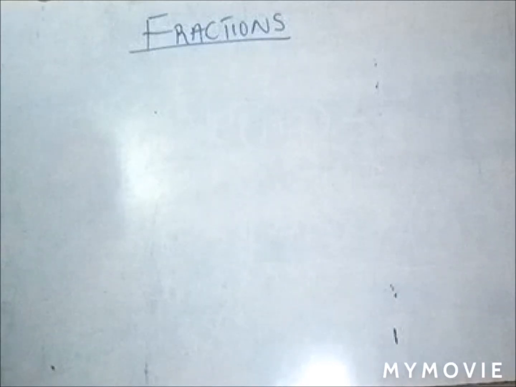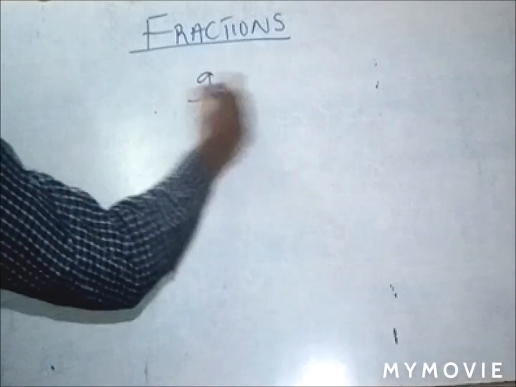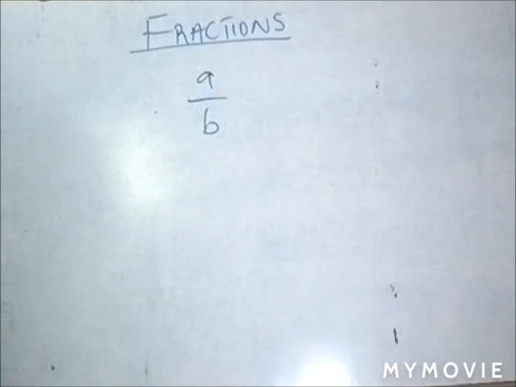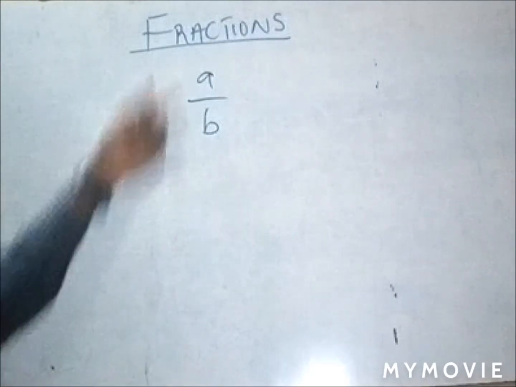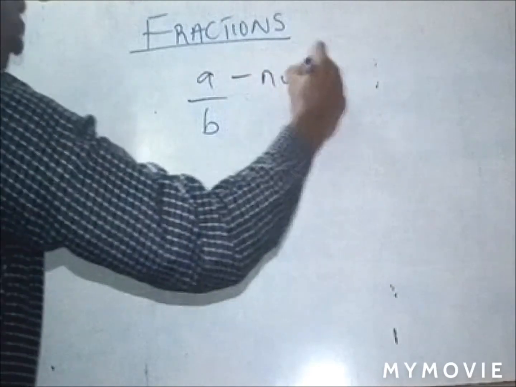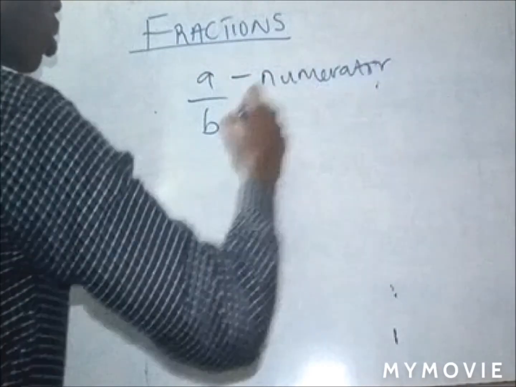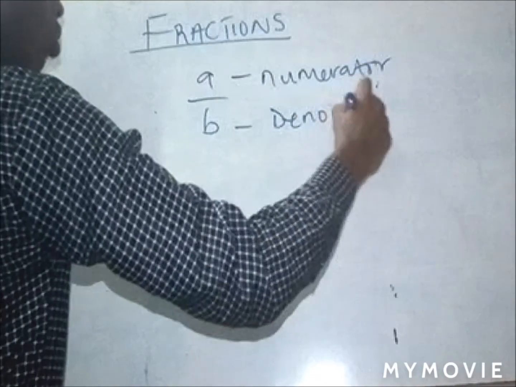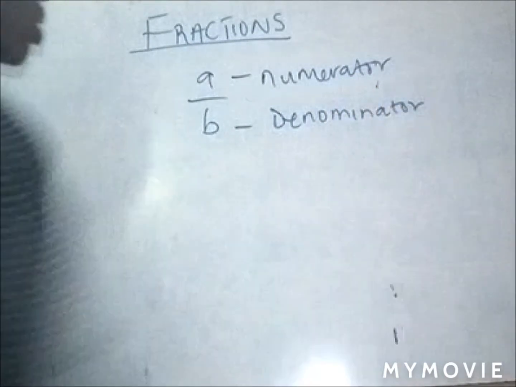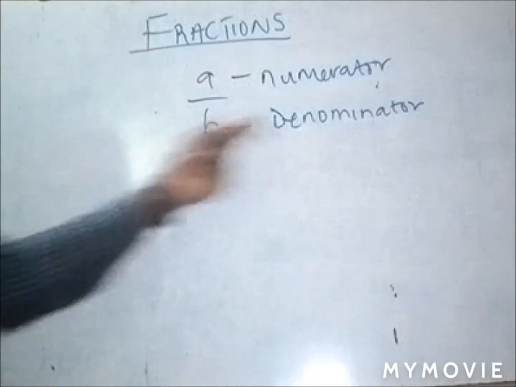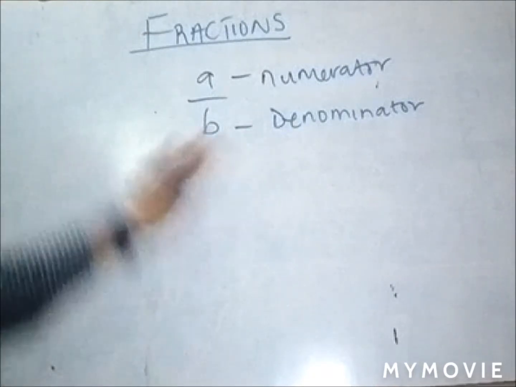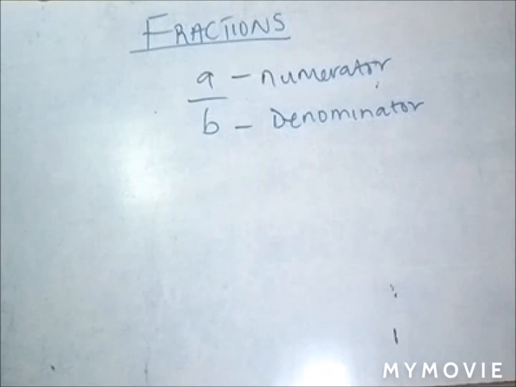In this video I'm going to be showing you how you can easily solve fractions. Fractions are normally made up of a numerator and a denominator. So if you have something like this, this is an example of a fraction, a over b. This is the numerator and this is the denominator. The one on top is the numerator, the one below is the denominator. So this is how fractions normally look.